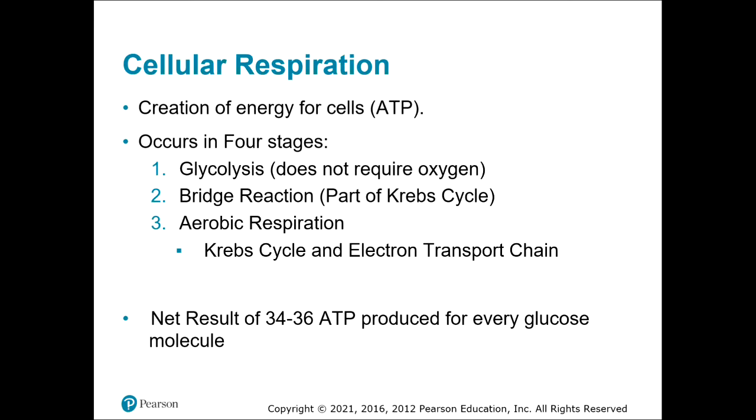So for aerobic metabolism, can anybody tell me what that is? Oxygenated. Oxygen is present. So during aerobic metabolism, there are 3 main reactions that occur. Glycolysis does occur, but it can occur without oxygen. The others, including the bridge reaction, which is part of the Krebs cycle, and the electron transport chain, are all part of aerobic respiration. So to sum this up, we require oxygen in order to efficiently create ATP.